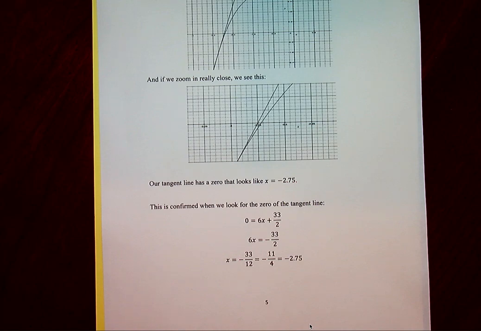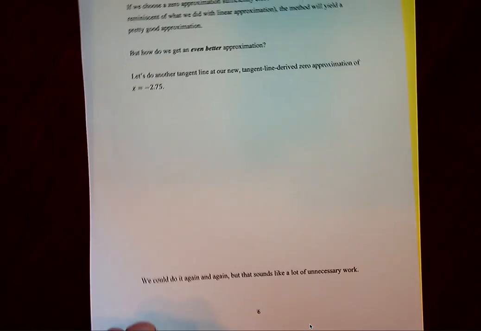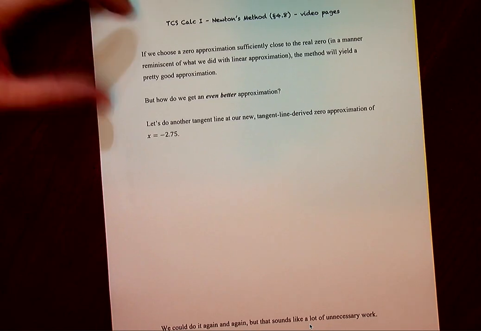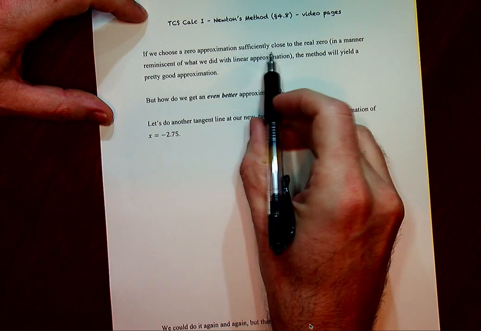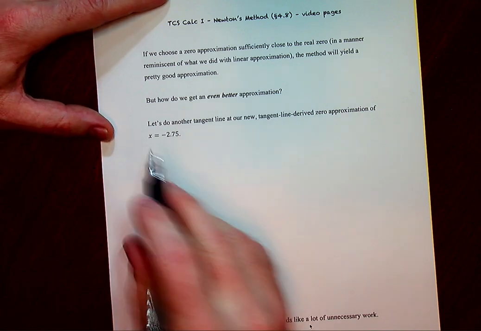So, how do we get an even better approximation? Well, the answer is we do another tangent line at that new approximation, okay? So if we choose a zero approximation sufficiently close to the real zero, the method will yield a pretty good approximation. So we're going to do another one.